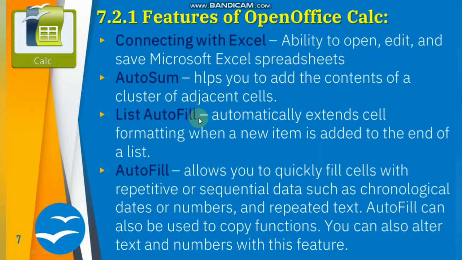List autofill automatically extends the cell formatting when a new item is added to the end of the list. Then you have the autofill option, where you can fill the cells with repetitive or sequential data, such as in chronological order, or by using numbers or repeated text, etc.